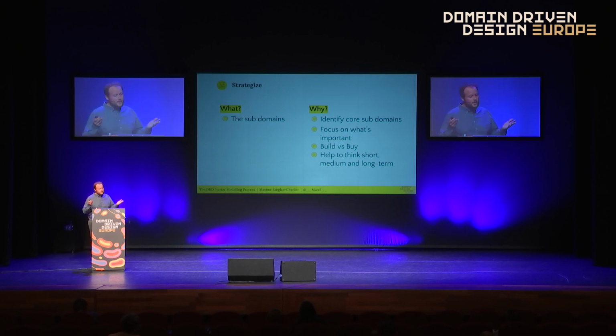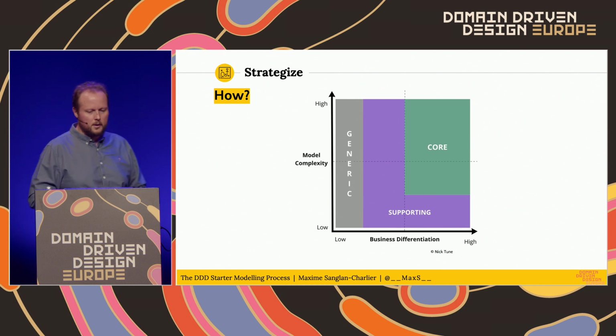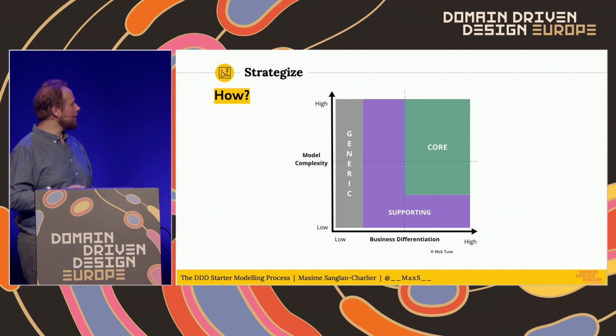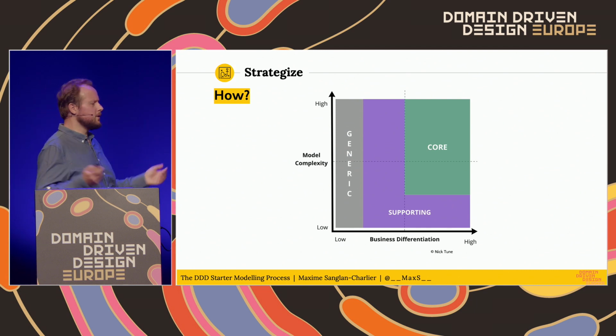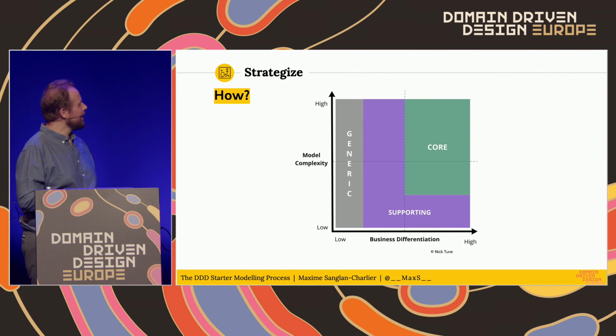And when this exercise is done, you are able to make decisions on which part of the domain you should develop internally, or maybe buy and replace with third-party tools, because that's not part of your core domain. You can use this very simple tool. It's Nick Tune's core domain chart, which is also available where? On DDD Crew, of course, like the other tools.